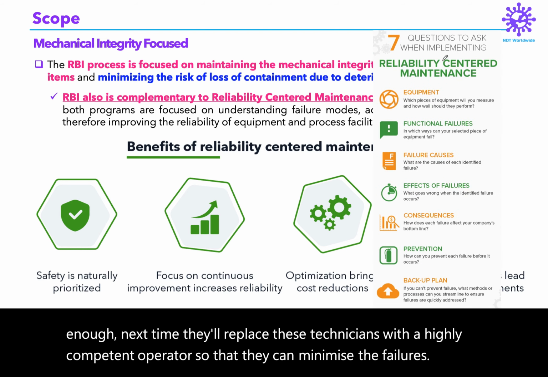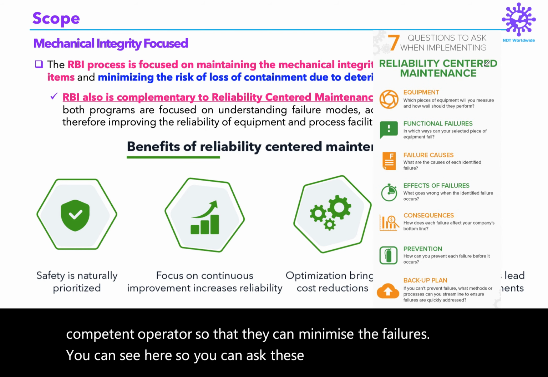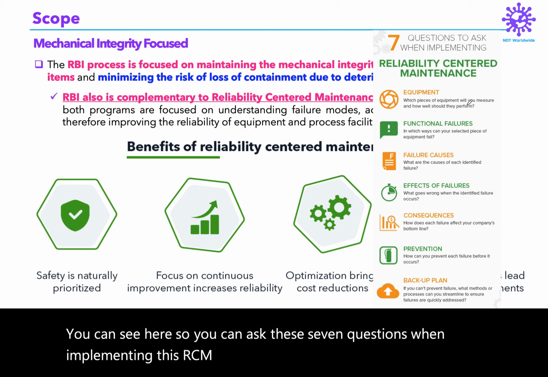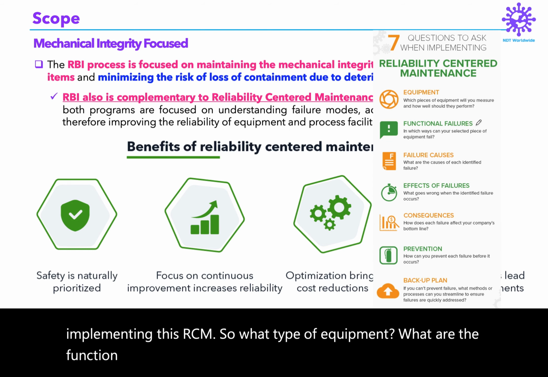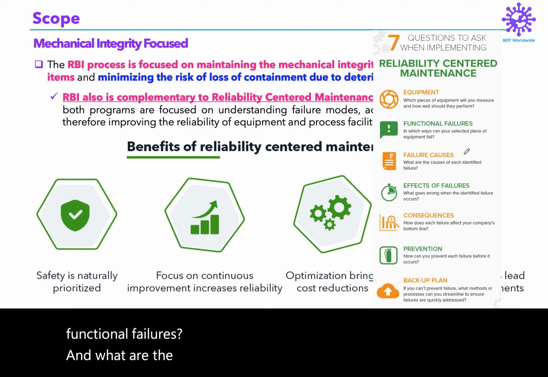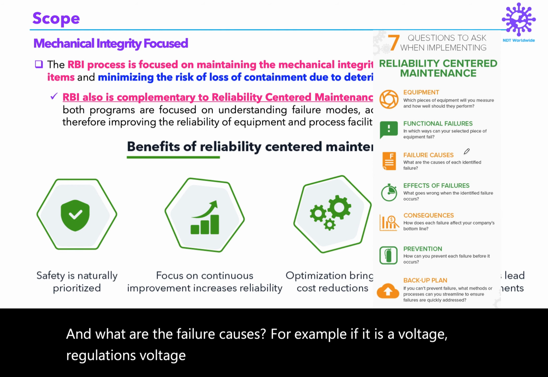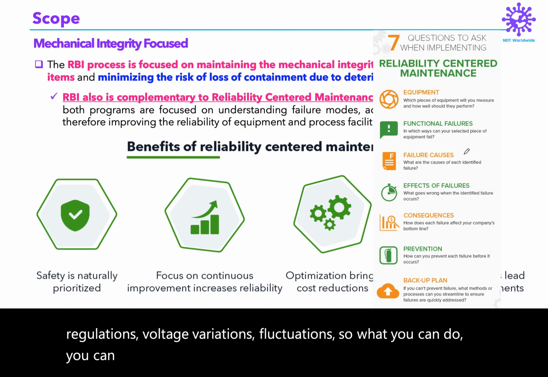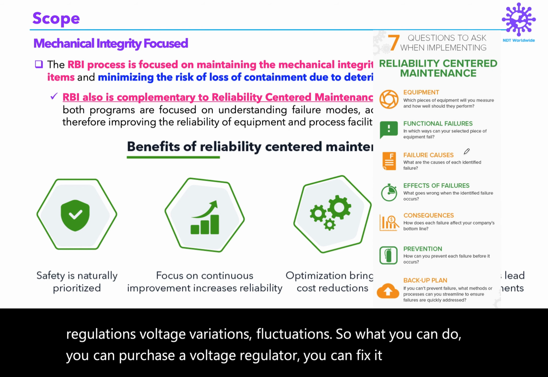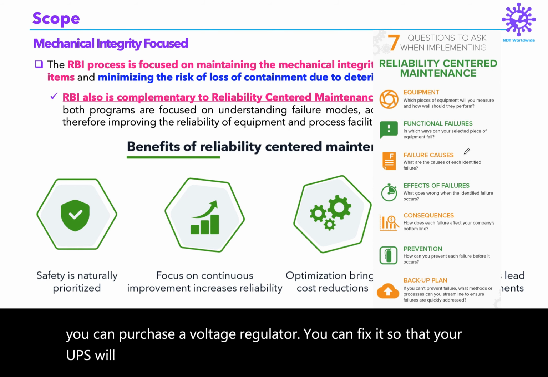You can see here, you can ask these 7 questions when implementing this RCM. So what type of equipment, what are the functional failures, and what are the failure causes? For example, if it is voltage variations and fluctuations, what you can do is purchase a voltage regulator and fix it so that your UPS will maintain this equipment, so you can avoid frequent failures.